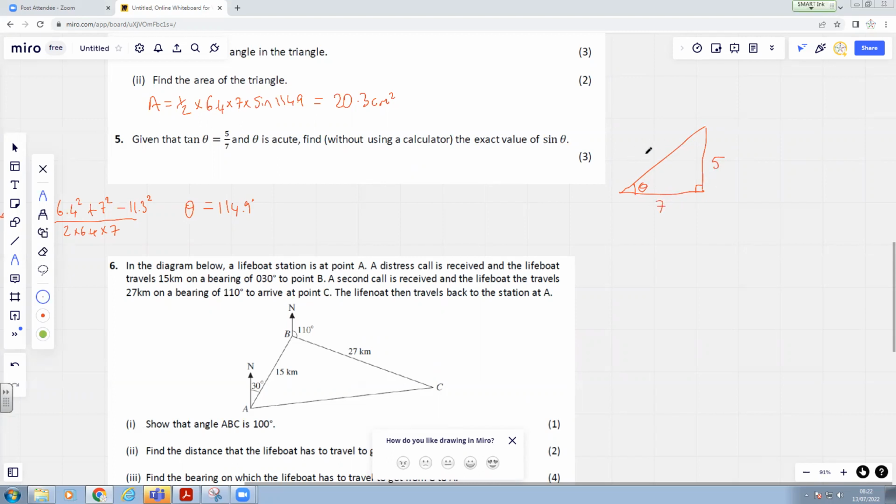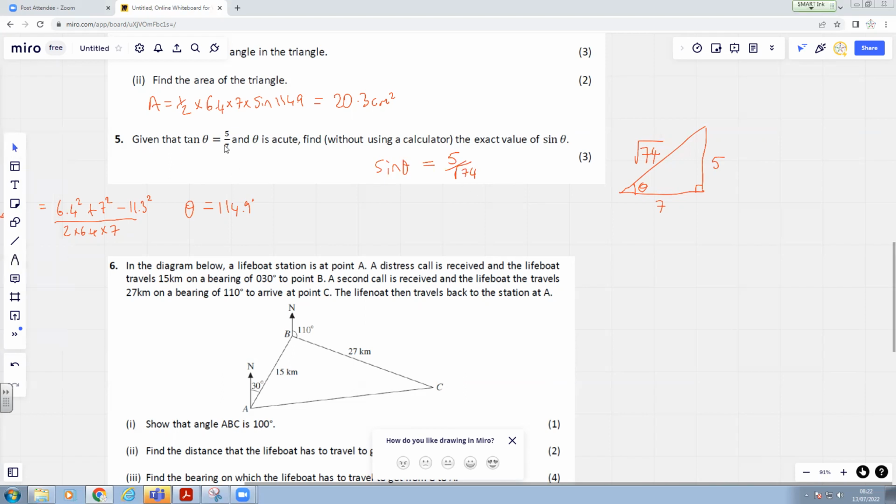Now you can use Pythagoras to find this first side. That's 49 plus 25 is 74, square rooted, obviously. So I'm just using Pythagoras to find that. Now I can find sine theta. Sine theta is going to be opposite divided by hypotenuse, and I get 5 over root 74.